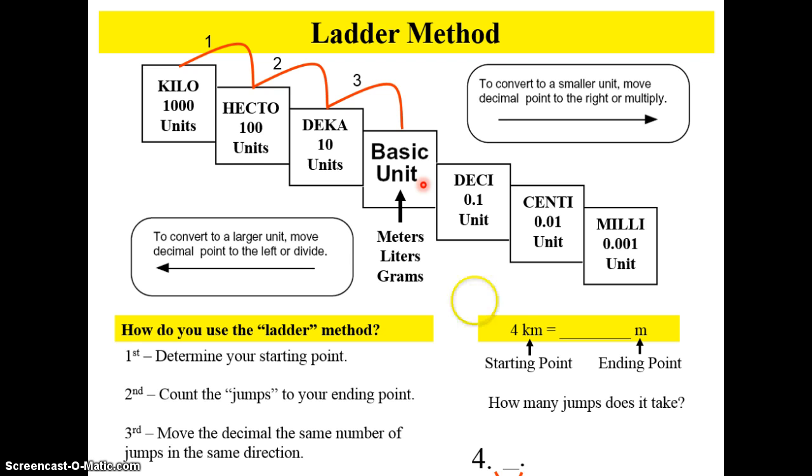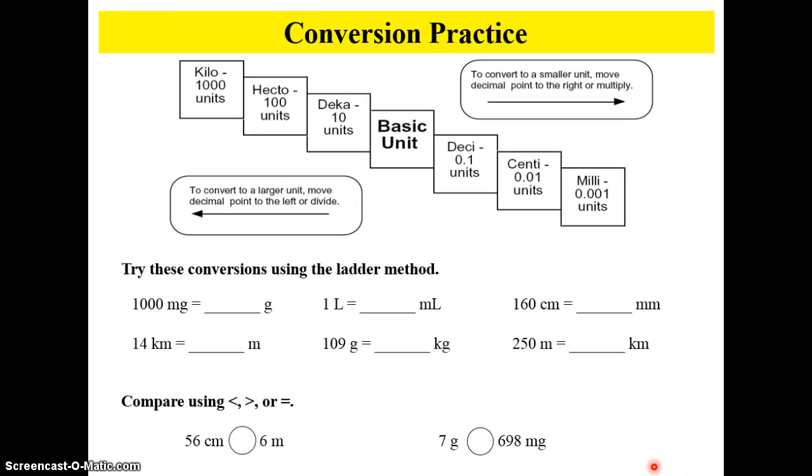So if we start with 4.0, the decimal point is moving 1, 2, 3 places, and that's where we put the new decimal point for our new conversion. You would then put a 0 in each one of these spots, and that gives us 4,000 meters. So 4 kilometers equals 4,000 meters.